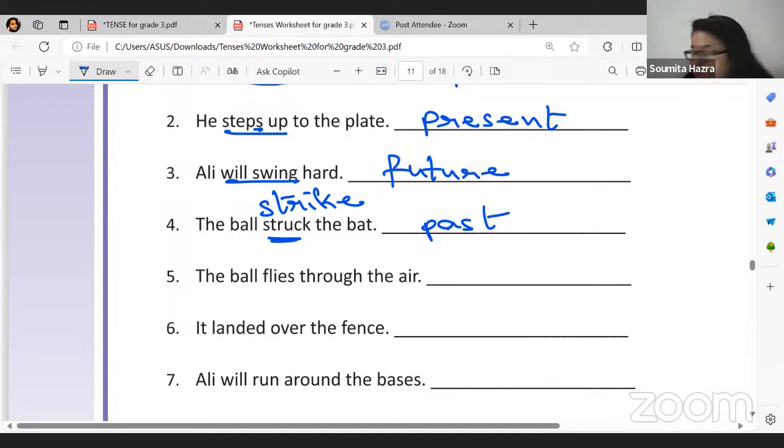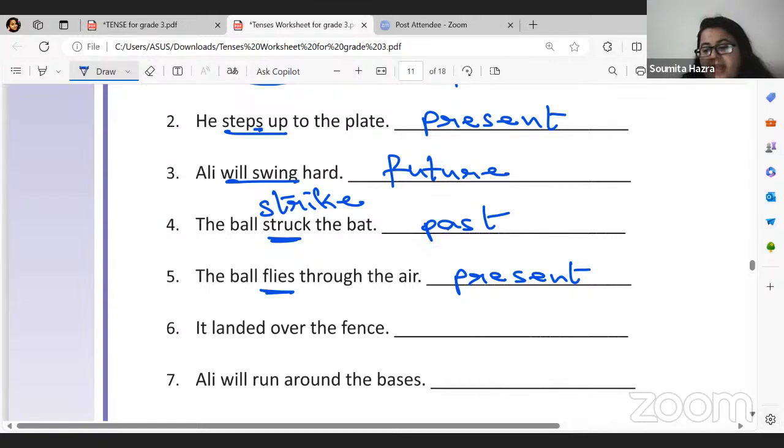Number 5. Read number 5. The ball flies through the air. Number 4 is past tense, Baba. Struck is a past verb, past form of strike. Number 4 is written in past tense. Tell me about number 5. The ball flies through. Number 5 is present tense. Very good. The ball flies. So flies is written in simple present. This is present tense.